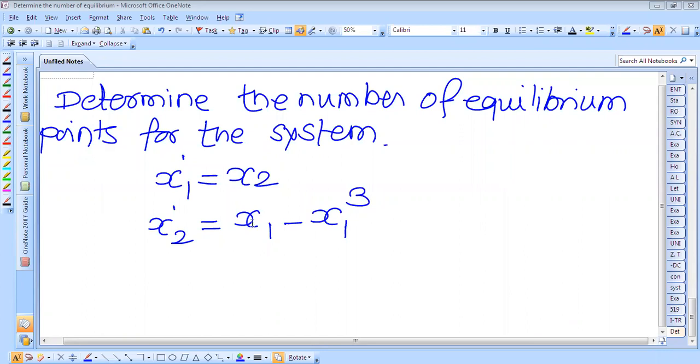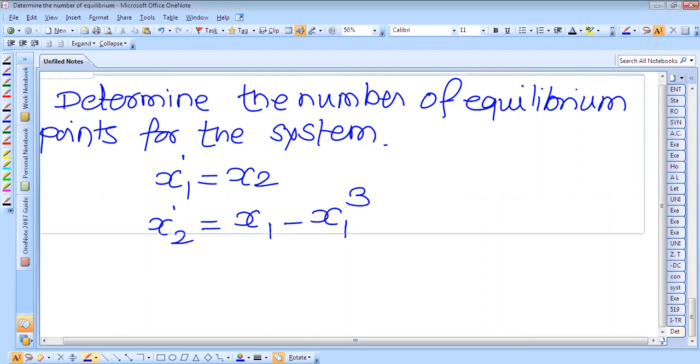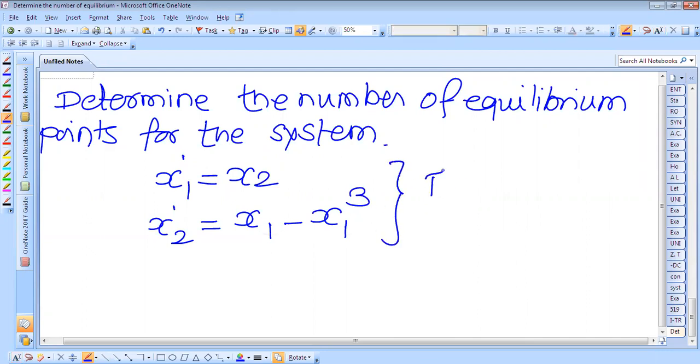We'll discuss some examples. Determine the number of equilibrium points for the system. The equations given for the system are x1 dash is equal to x2 and x2 dash is equal to x1 minus x1 cube. Prima facie we can say that there are three equilibrium states because this is a third order system, but we have to determine.